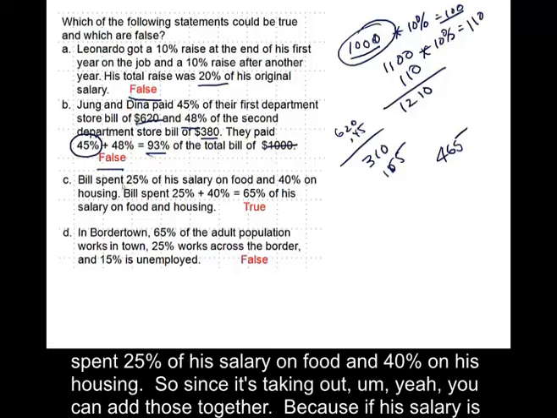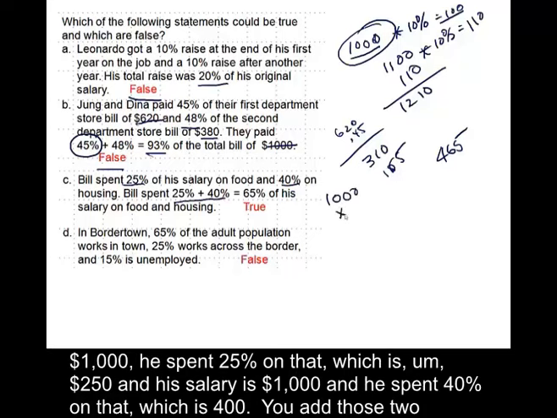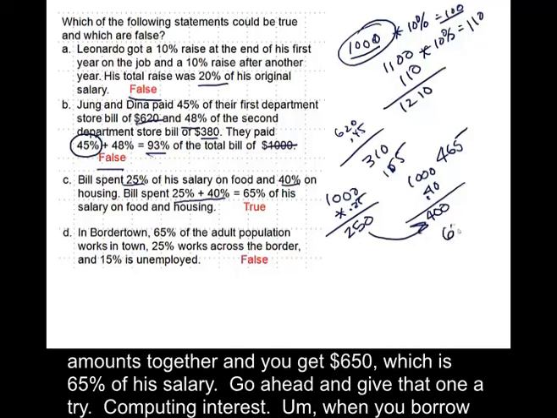Bill spent 25% of his salary on food and 40% on his housing. Yes, you can add those together, because if his salary is $1,000, he spent 25% on food, which is $250, and 40% on housing, which is $400. You add those two amounts together, and you get $650, which is 65% of his salary. Go ahead and give that one a try.